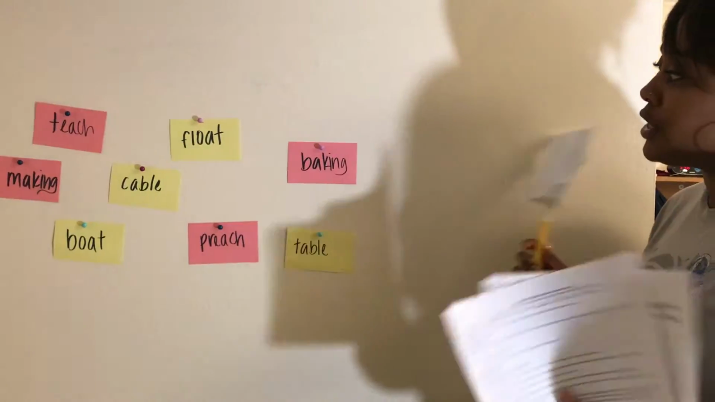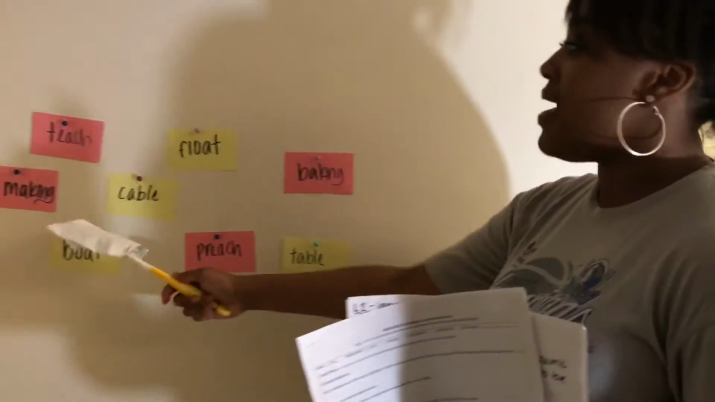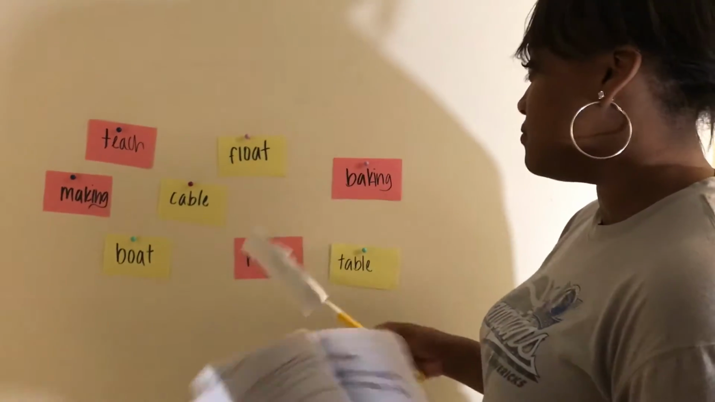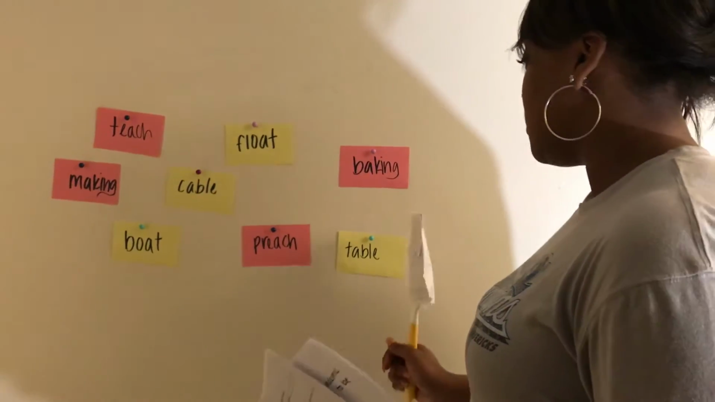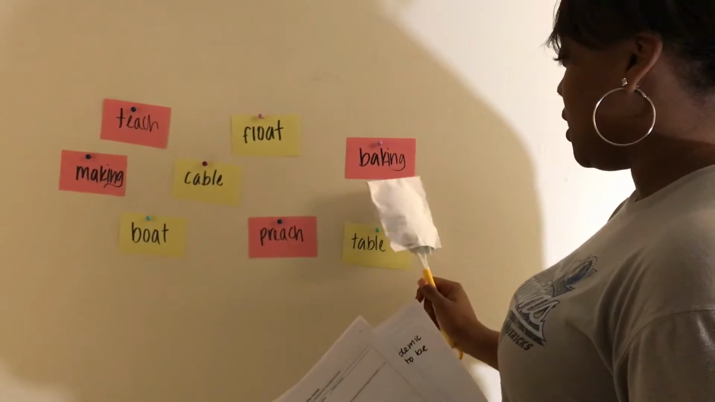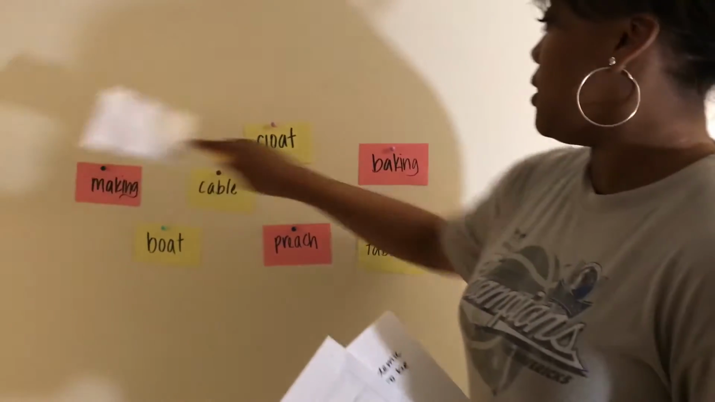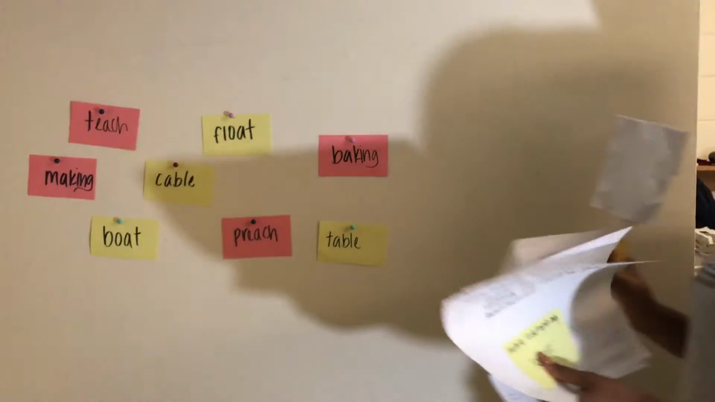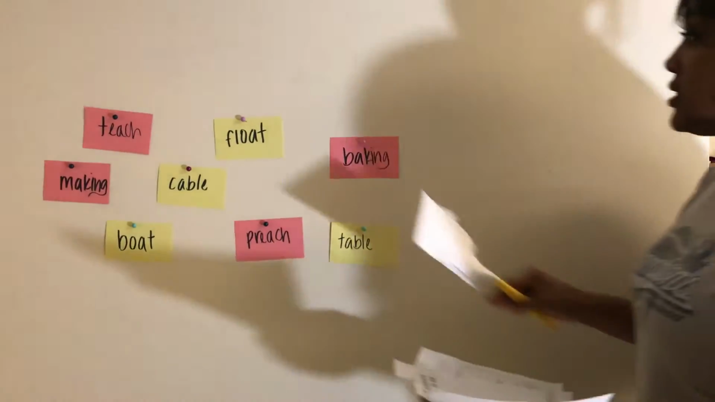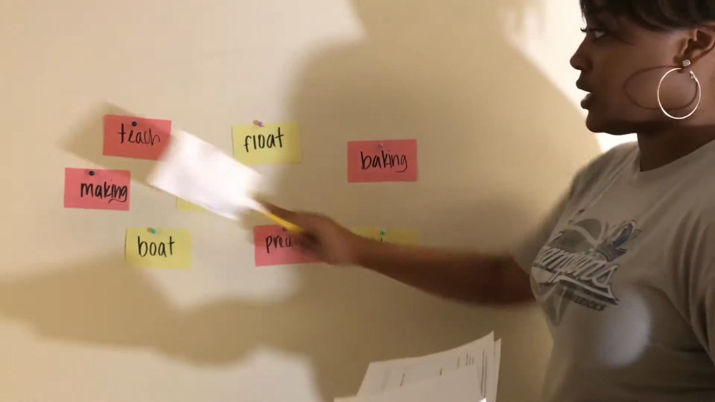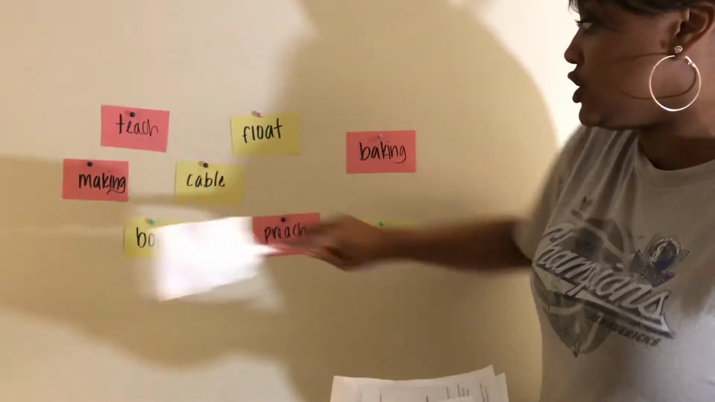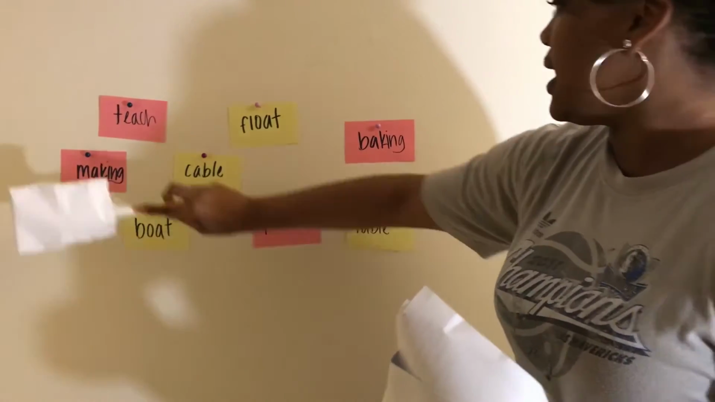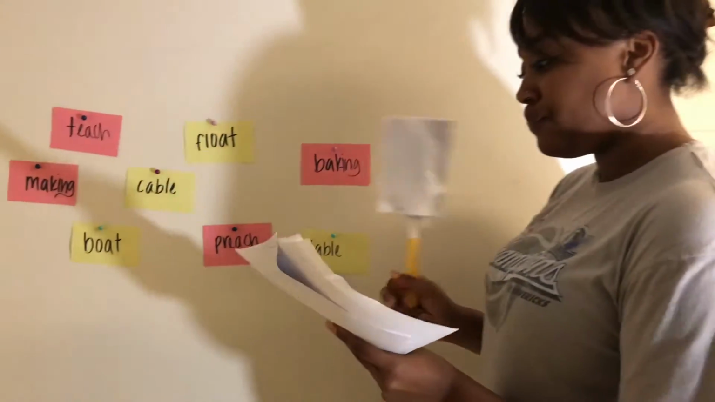For another example, if the teacher says making, the students might have to read over all the words again: making, float, no, float doesn't rhyme; table, no, table doesn't rhyme; baking, making, baking, since those two rhyme. This is my visual aid here, as you just saw me slap the two words that rhyme. So teach, preach, table, cable, float, boat, and making and baking.